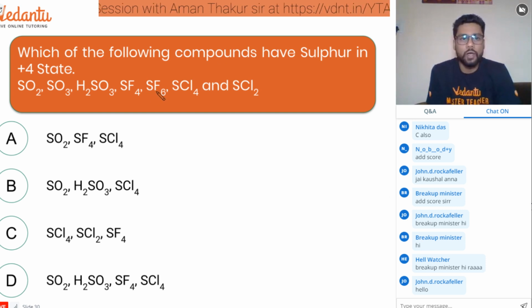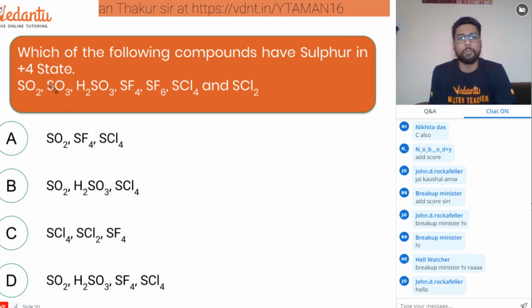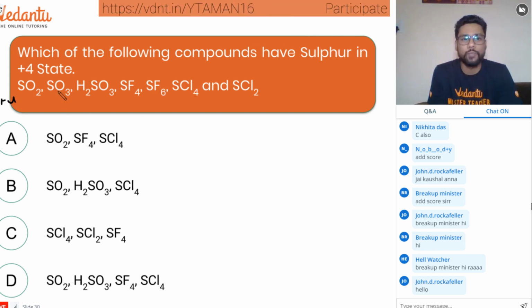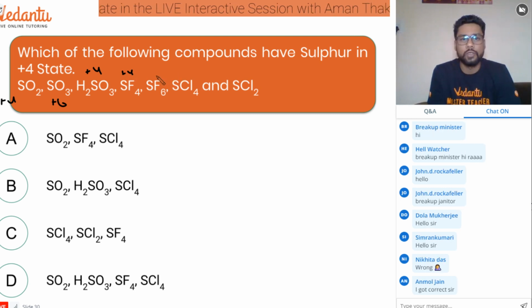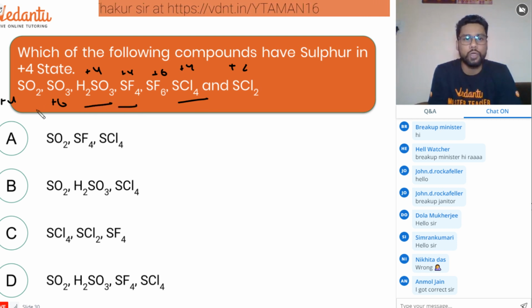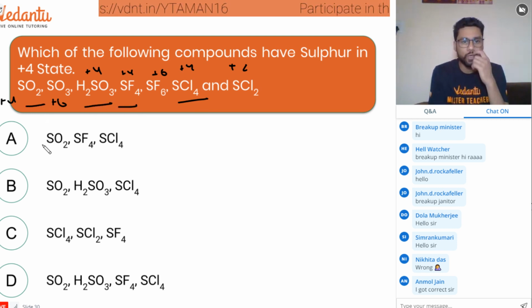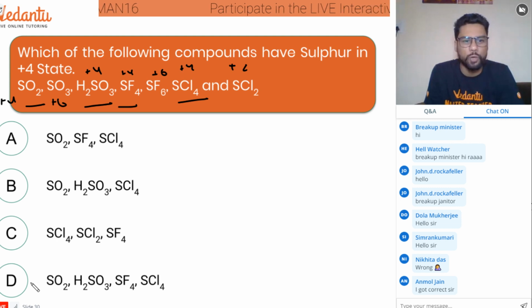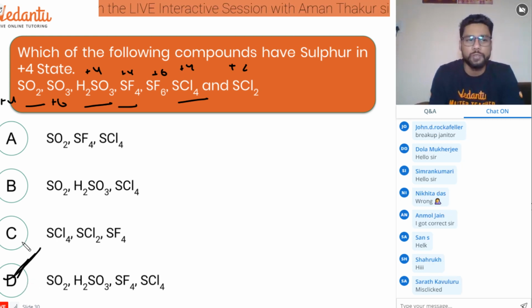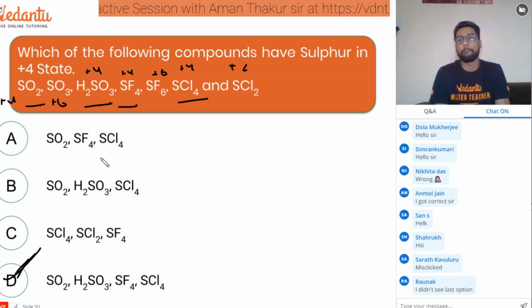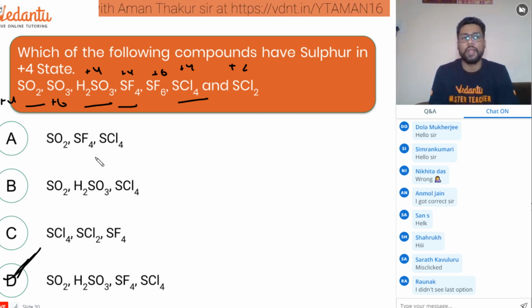31.48. Okay, so which of the following compounds have sulfur in +4? The first one is +4. Second one is +6. This is +4. This is +4. This is +6. This is +4. This is +2. So 1, 2, 3, and 4. The correct answer should be option number D. Next question.